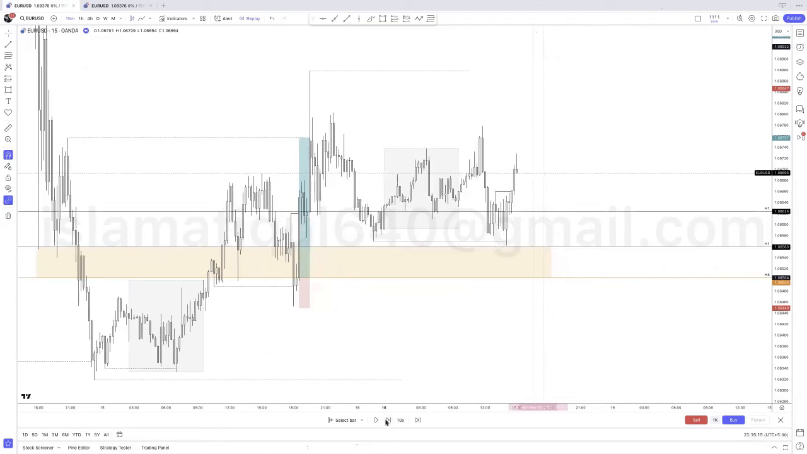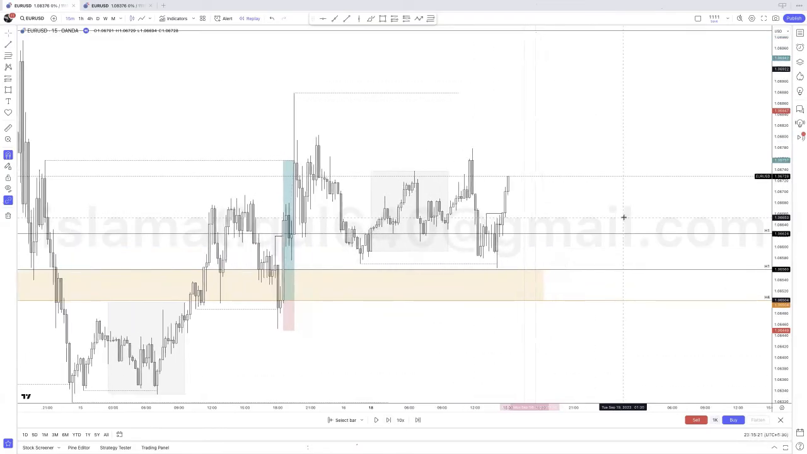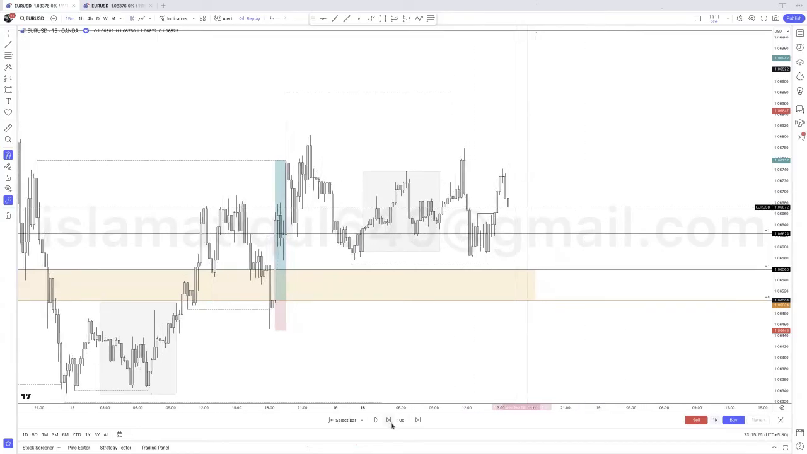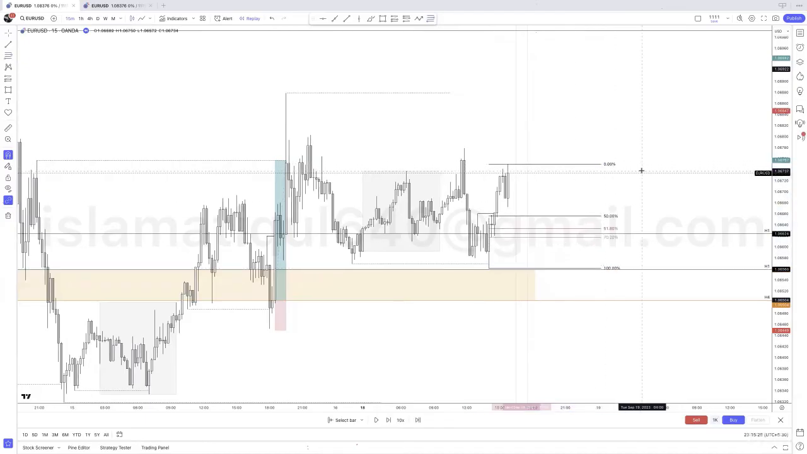Let's see. Now, this is the thing about price: it's fractal. It is fractal. Now you can even draw a Fibonacci from here to here, like this, to check if these are now at a discounted price. But yeah, if you want, you can do this. Okay, like that. So let's see.